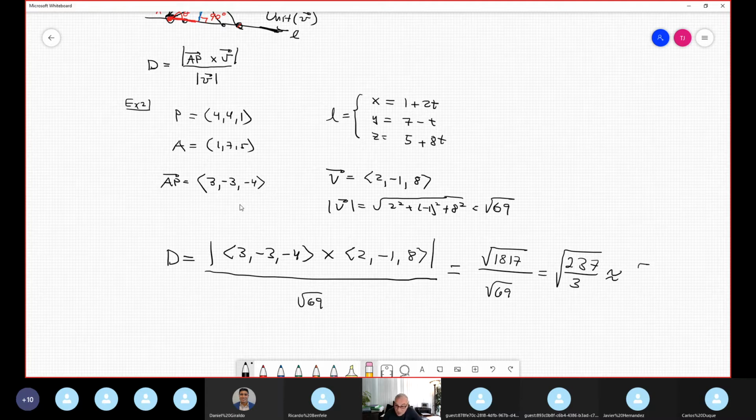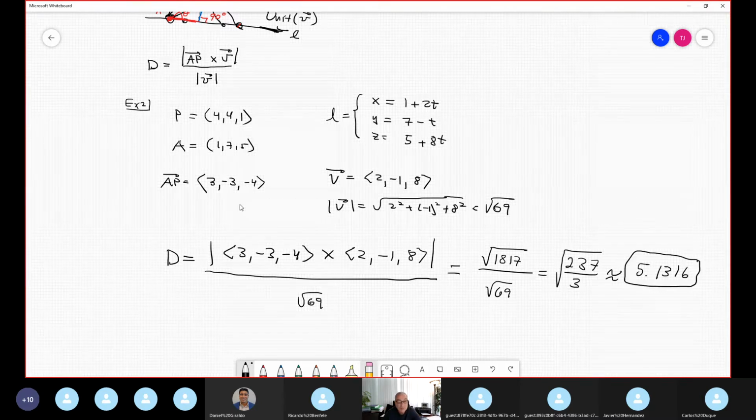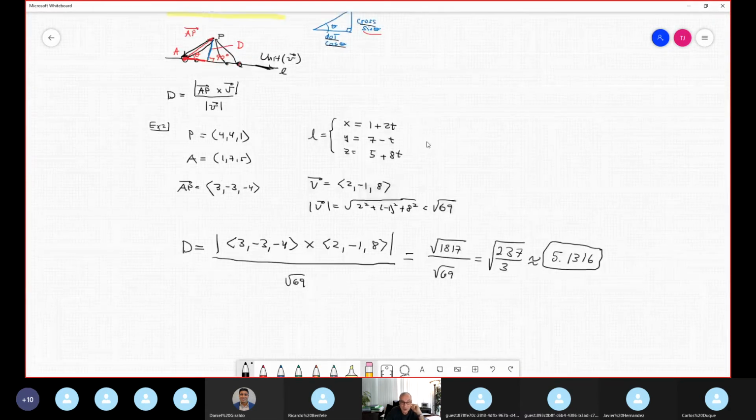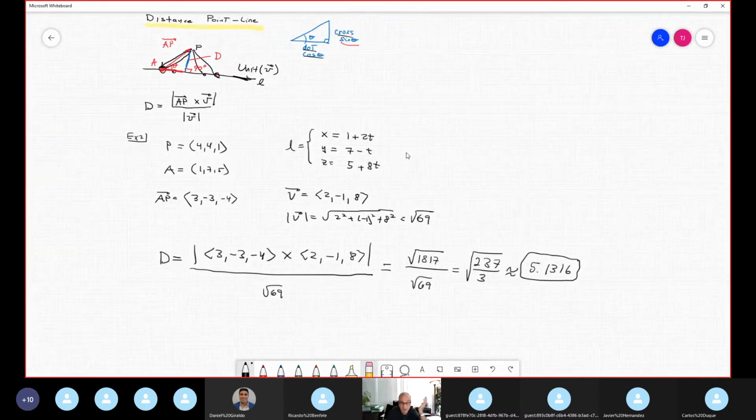Entonces, 5.1316. Okay, let's just apply the formula. The complicated part is the cross product. Let me try to do for you at least one time in your life the cross product using GeoGebra.